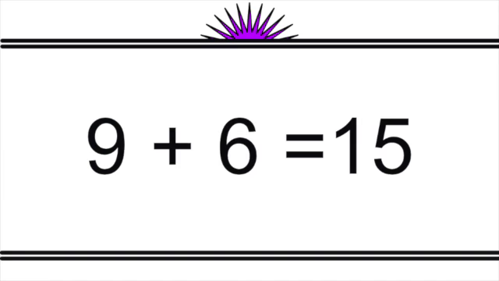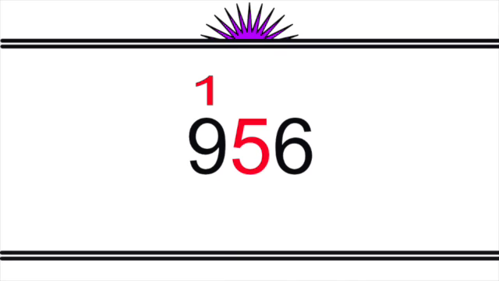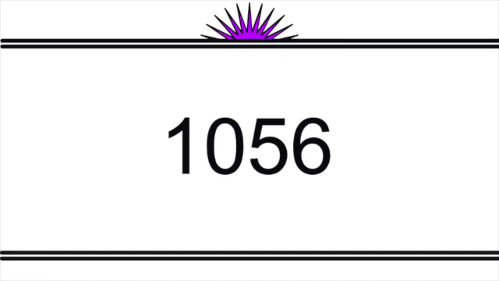We add the two digits together, 9 plus 6 equals 15. We place the 5 in between the 9 and the 6, carry the 1, and add it to the 9. So we get 1056. Now you do one.